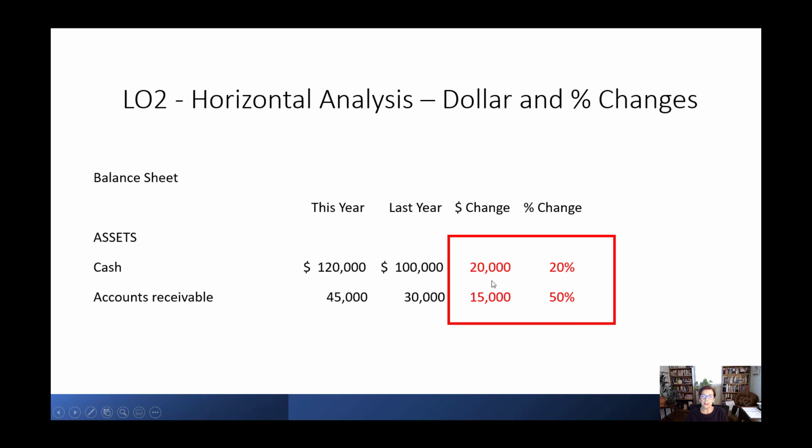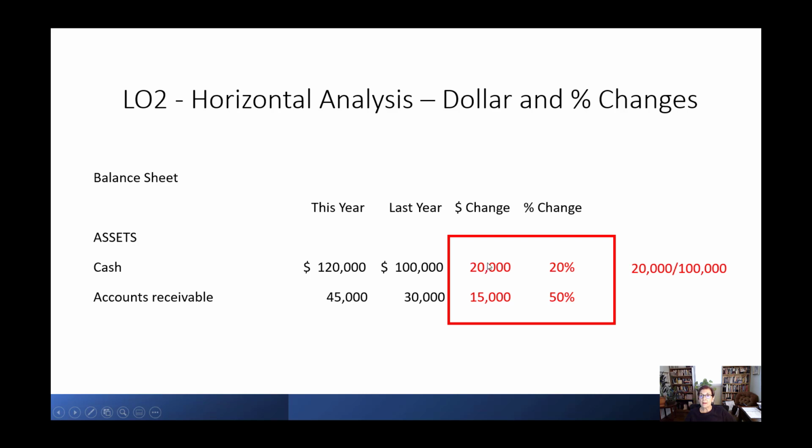What this is showing is, well, our cash went up by $20,000 this year in dollars, and as a percentage, it was 20%. And our accounts receivable went up by $15,000. So how did we get these numbers? Well, the dollar change is the easy part, right? Last year it was $100,000, and this year it's $120,000, so it went up by $20,000.